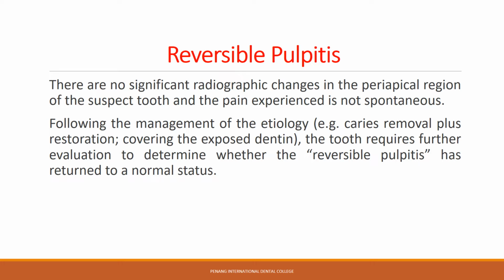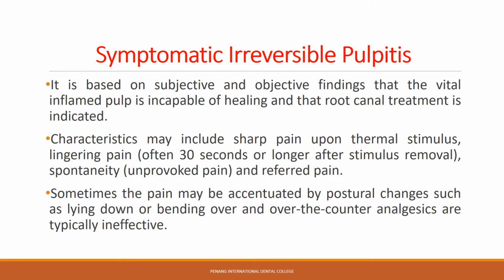in reversible pulpitis, there are no significant radiographic changes in the periapical region of the suspect tooth, and the pain experienced is not spontaneous. Following the management of etiology, that is caries removal plus restoration or covering of the exposed dentine, the tooth requires further evaluation to determine whether the reversible pulpitis has returned to a normal status. The next stage of pulpal inflammation is called symptomatic irreversible pulpitis.